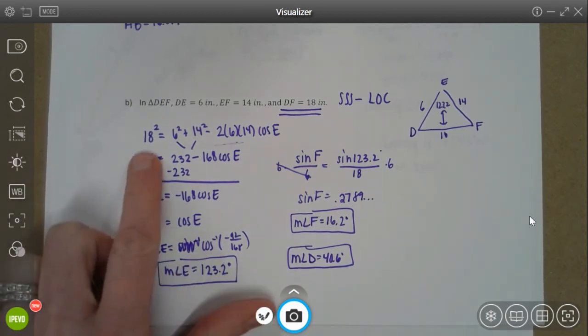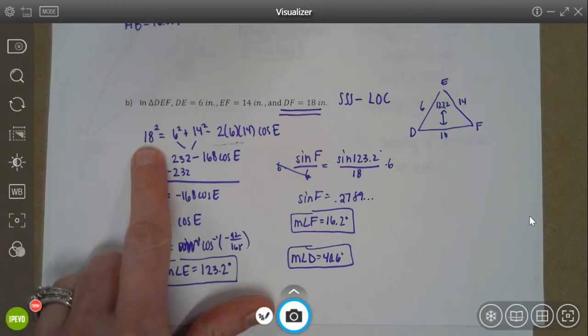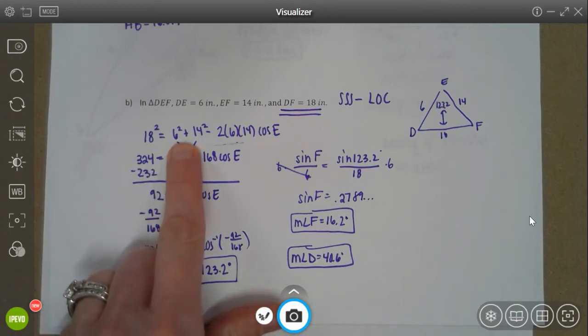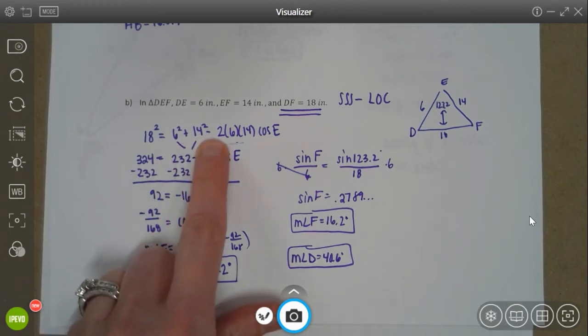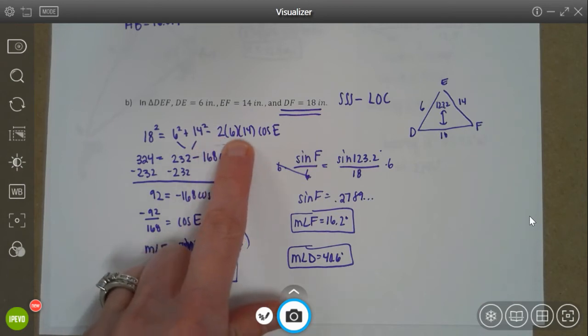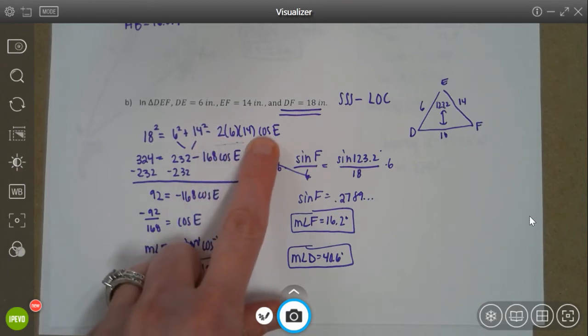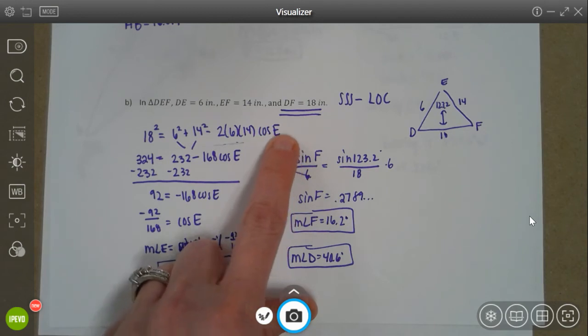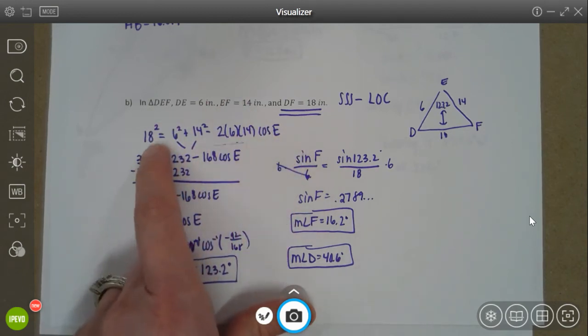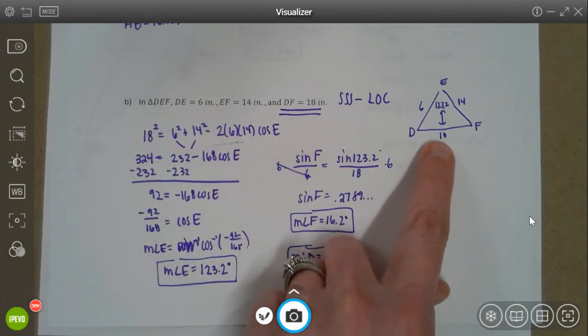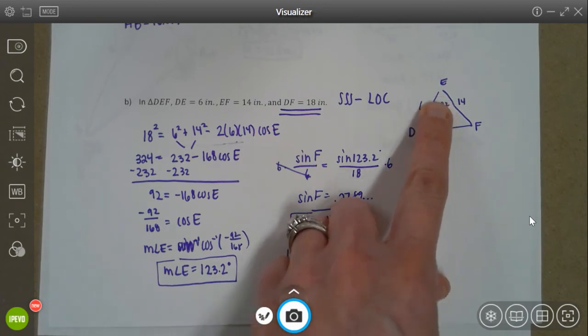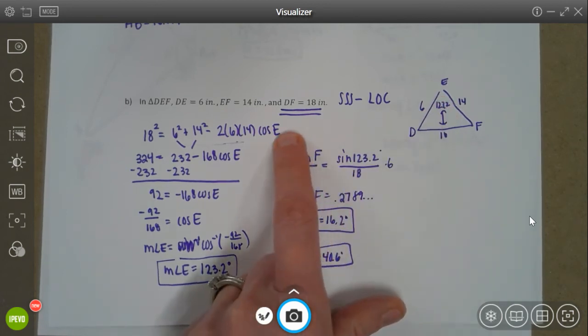So when I found that side, I took my 18 squared, that's the side I chose. I take the other two sides, square them and add them, and then subtract 2 times the product of those two side lengths, and then multiply it by the cosine of the angle opposite the side I picked. So the angle opposite that 18 was angle E, so I'm putting angle E there.